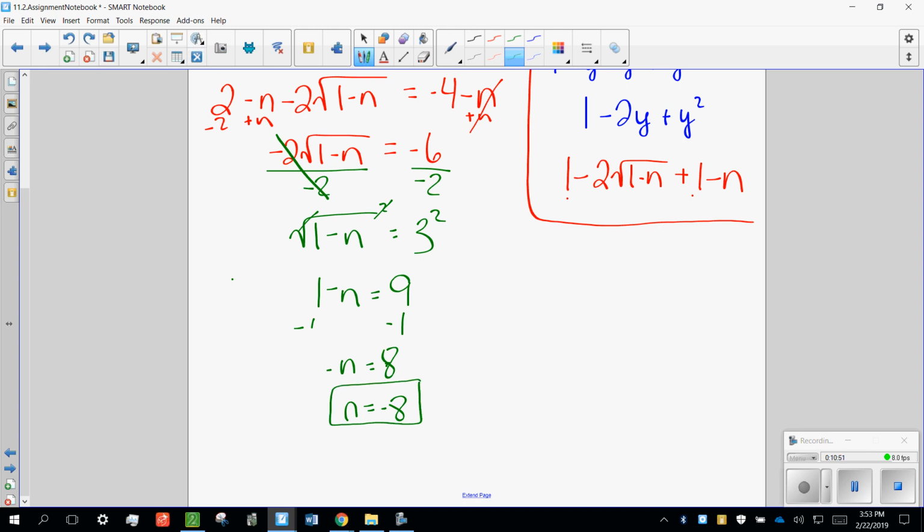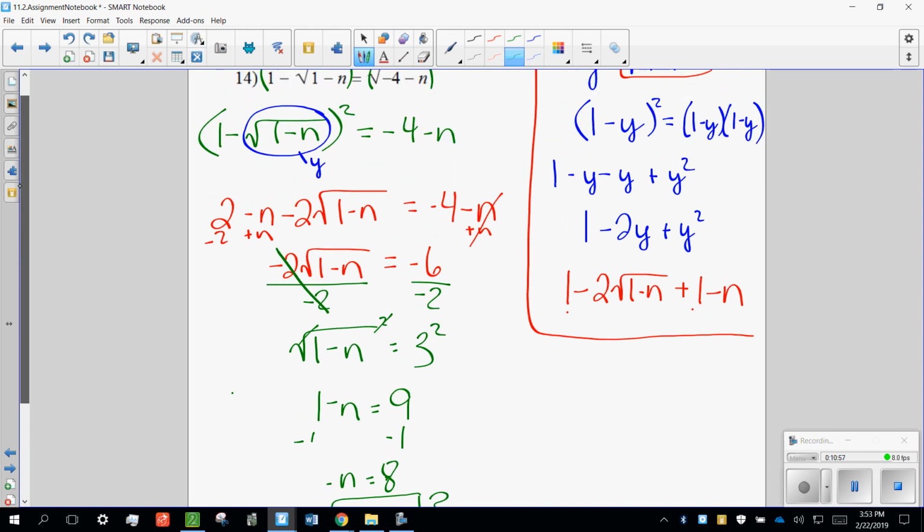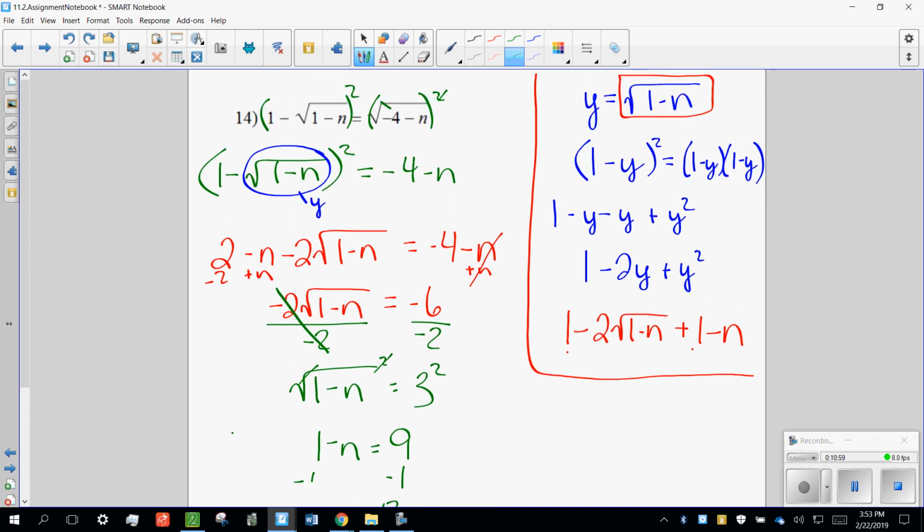Okay. Now, big question mark still. I haven't checked it. Got to go back to the top and check it every time. Let me erase all this, and I'll check it right above here. Alright, so 1 minus, what did we say the answer was? Negative 8? 1 minus negative 8, that's just 1 plus 8. Is that equal to negative 4 plus the square root of negative 4 plus 8?